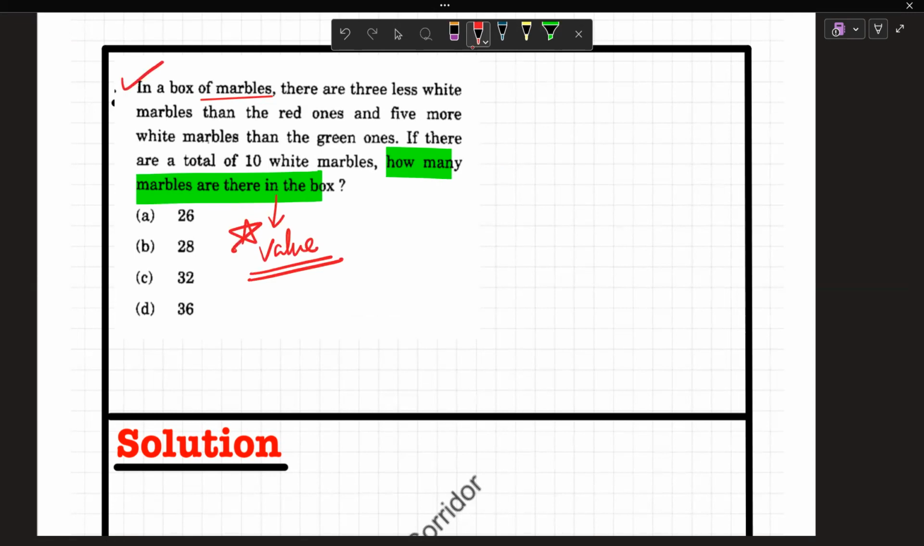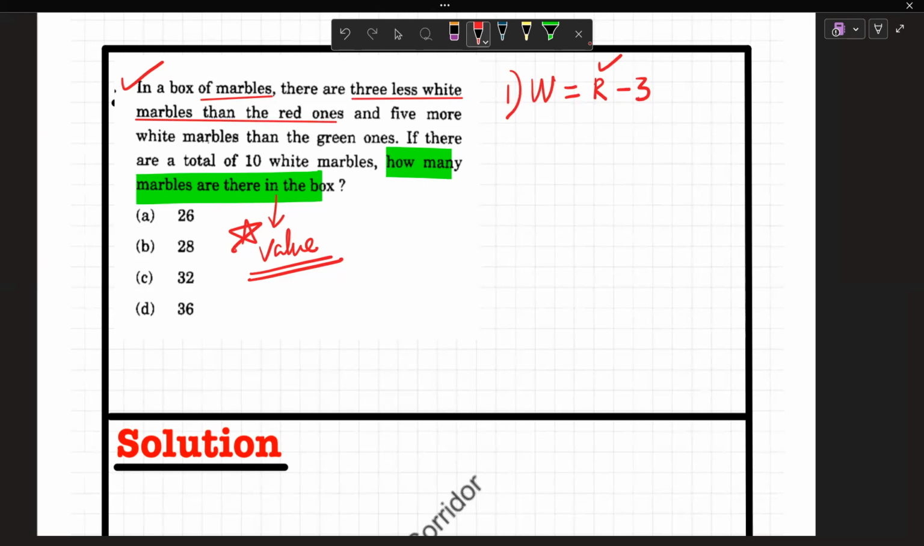In a box of marbles, there are 3 less white marbles than the red ones. So if someone asks you how many white marbles are there, it is 3 less than the red ones. ऐसे लिखते हैं equations. ठीक है? So the first equation is how many white marbles? 3 less than the red ones. So अगर red R है, so 3 less will be R minus 3.